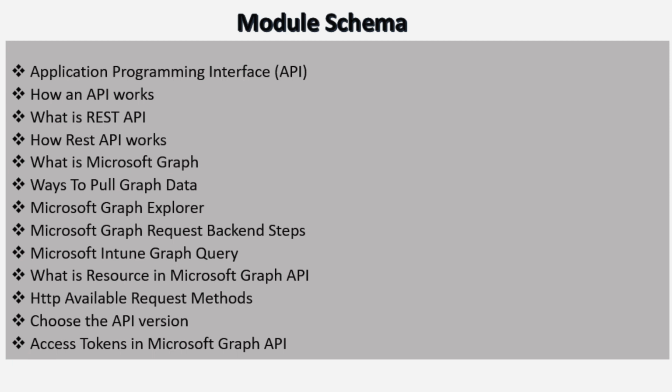Then I will talk about the backend steps involved in making a request using Graph Explorer. After that, I will cover Microsoft Graph Intune Query, a powerful feature that allows us to retrieve specific data from Intune using Graph Explorer. Then I will explain what a resource is in the context of Microsoft Graph API and which HTTP methods are available for making requests. Additionally, we will discuss how to choose the appropriate API version and the importance of access token in Microsoft Graph API.